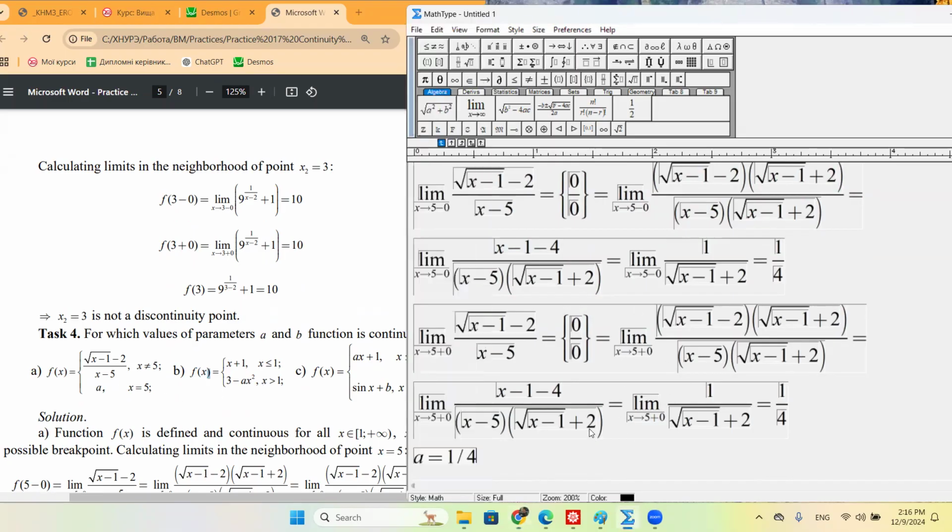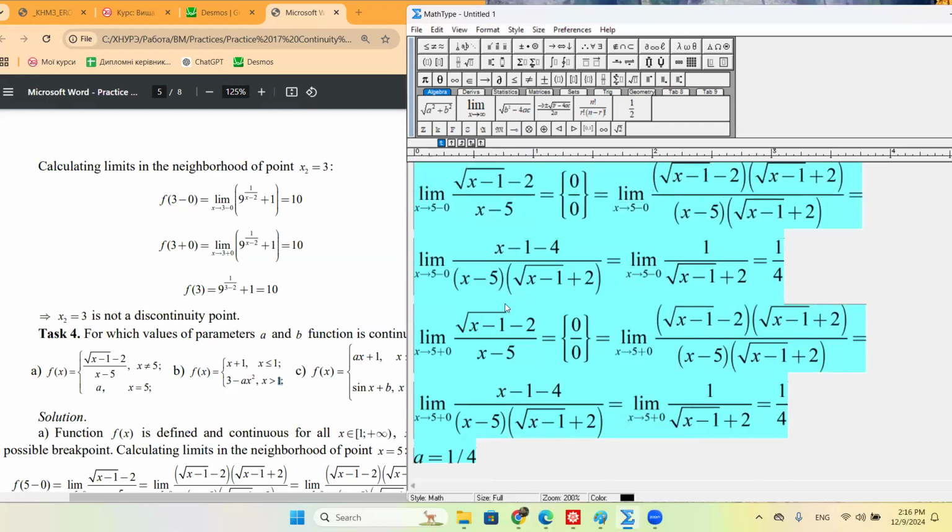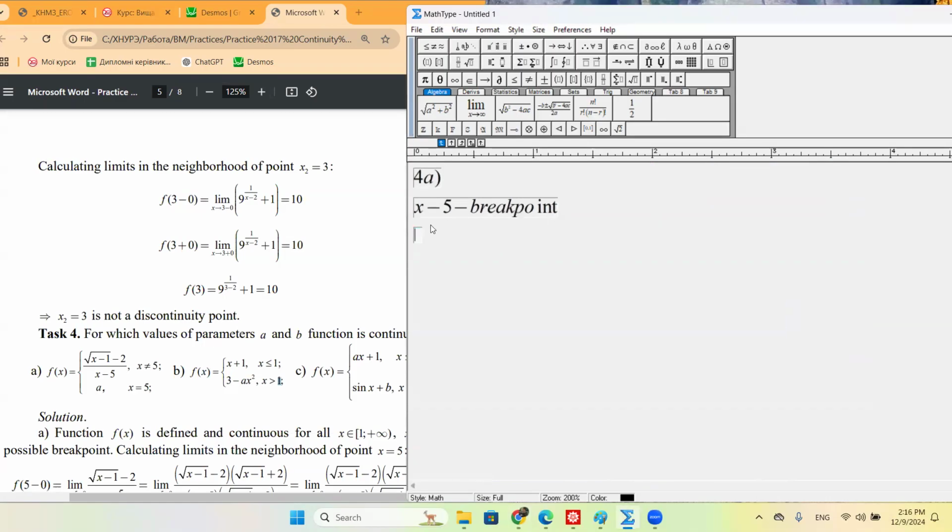Also, it will be a good idea to write, as the final answer, the expression for the function with the parameter replaced by the exact value. But now we will save our time and move next. Maybe any questions or no questions? Okay, if no questions, moving next.